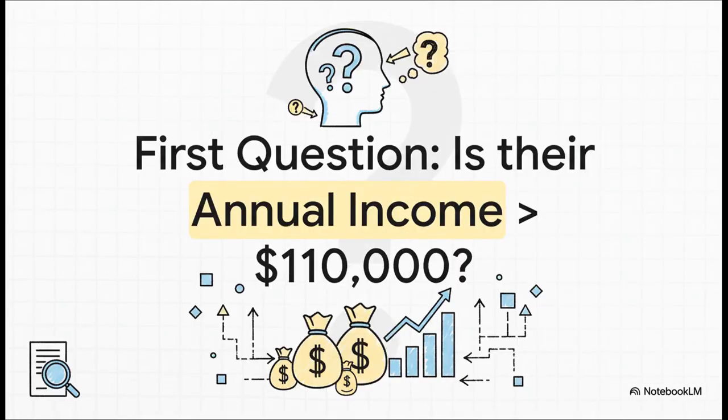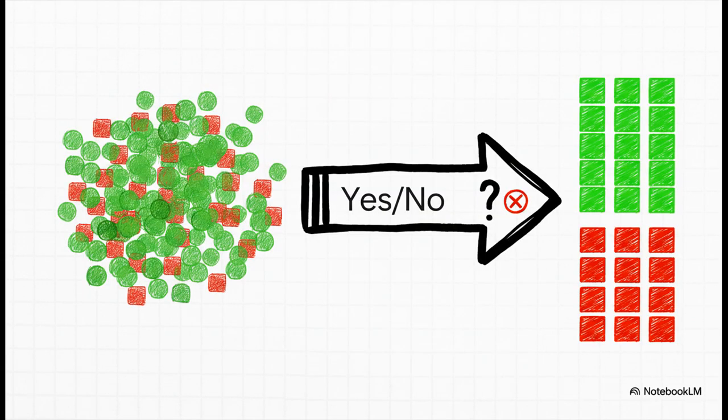Now, this is where it gets really smart. The very first question the machine learns to ask isn't random. It's not a guess. It is the single most powerful question it can ask to start sorting everybody out. And in our data, that question is: is this person's annual income more than $110,000? And just like that, with one simple yes or no question, that whole big, messy pile of applicants gets split into two much neater piles. You've got the high earners over here and everyone else over there. This is the first big step in making sense of the chaos.